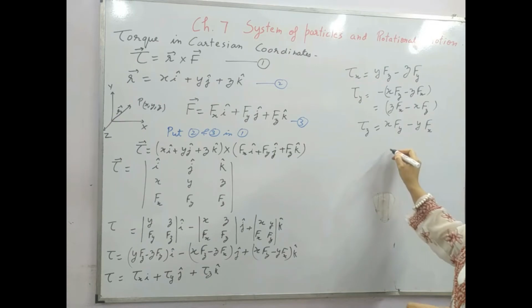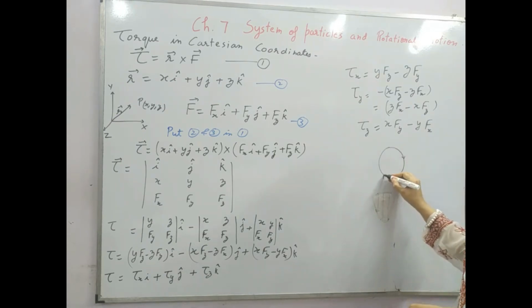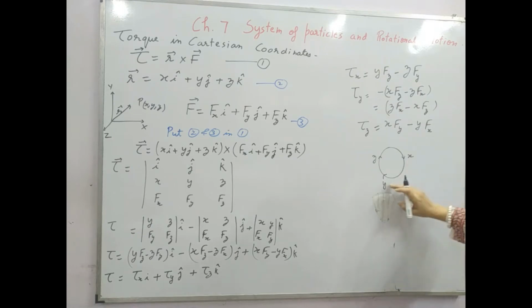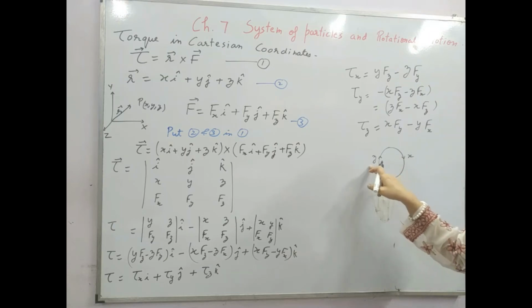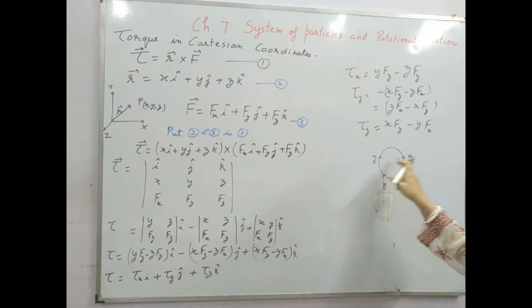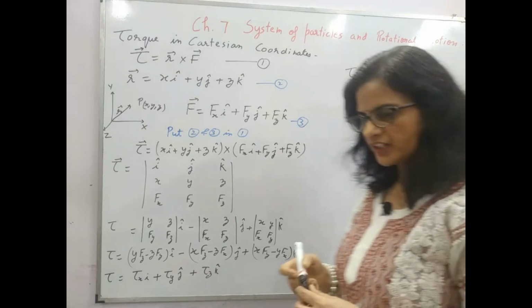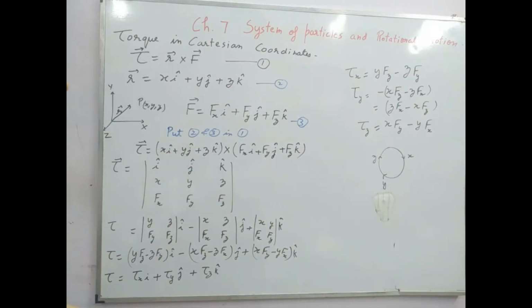If you want to remember it directly, there is a trick again. x, y, z. So if this is x Fy minus y Fx, then it will be torque z. If it is y Fz minus z Fy, so this will be torque x if we are going clockwise, right? And if we are writing z Fx, sorry, x Fz minus z Fx, that's what I said, which is torque y. So this you can remember directly also. So this was about torque in Cartesian coordinates.